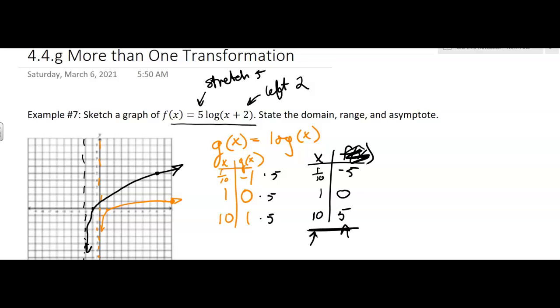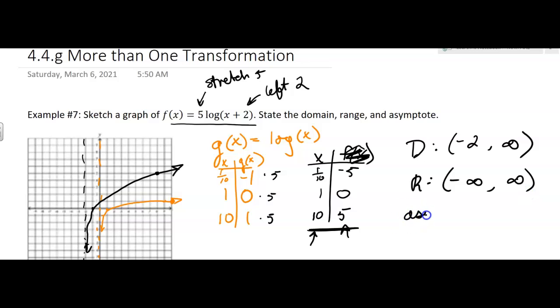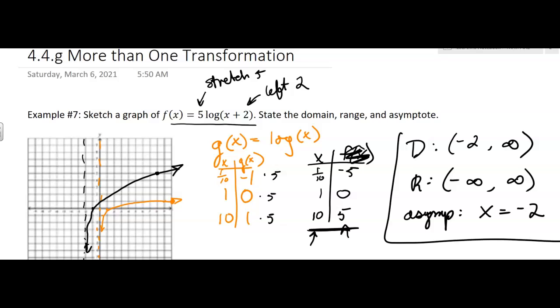Okay, so we just wanted to get the graph. Now we'll state the domain. Well, what is that domain going to be? It's going to be -2 to infinity. What's the range going to be? -infinity to infinity. And then what's the asymptote going to be? x equals -2. Okay? All right. So you can see the stretch there, and you can see how it shifted to the left too.